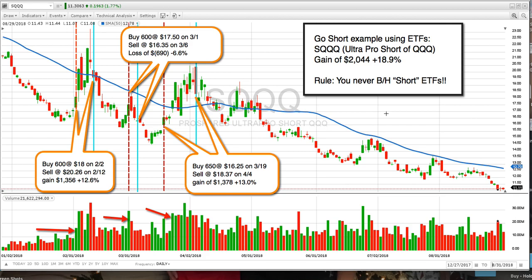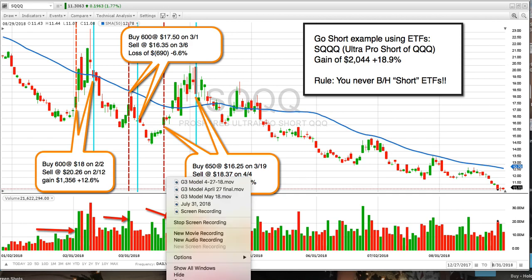We trade several other ones. We trade the short of the SPY, the SH. We trade a short of the Dow, I think it's SDS, and various other shorts. So it's not the only one we trade.